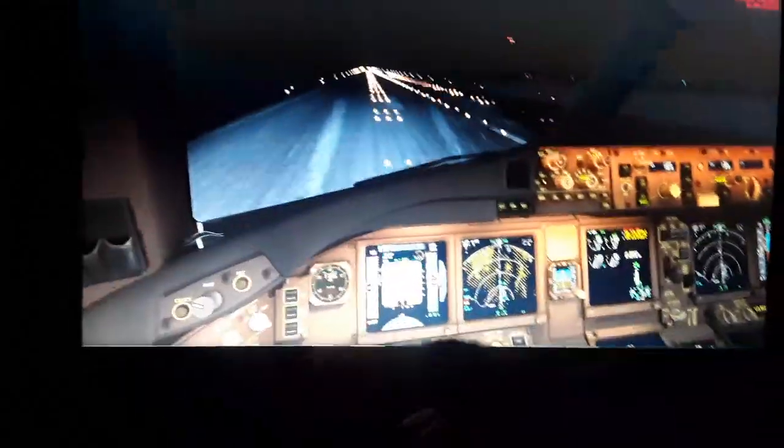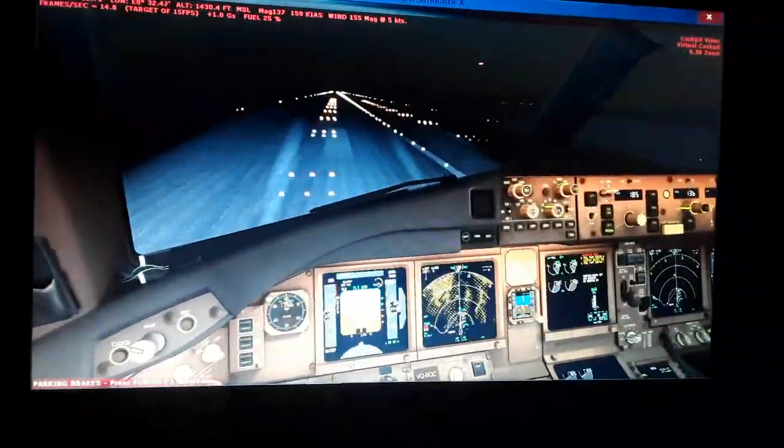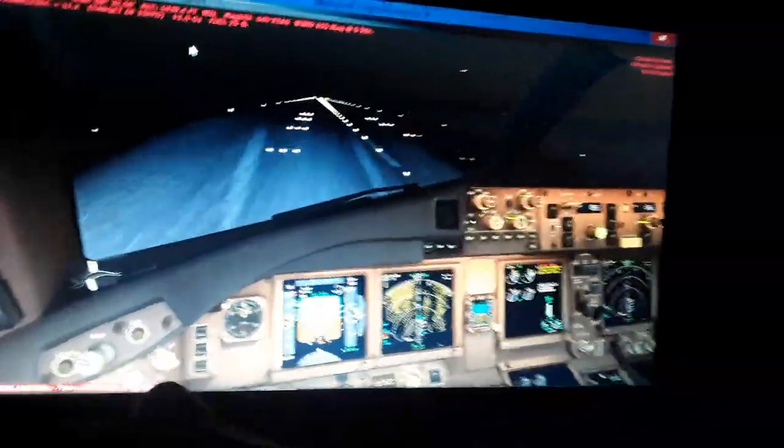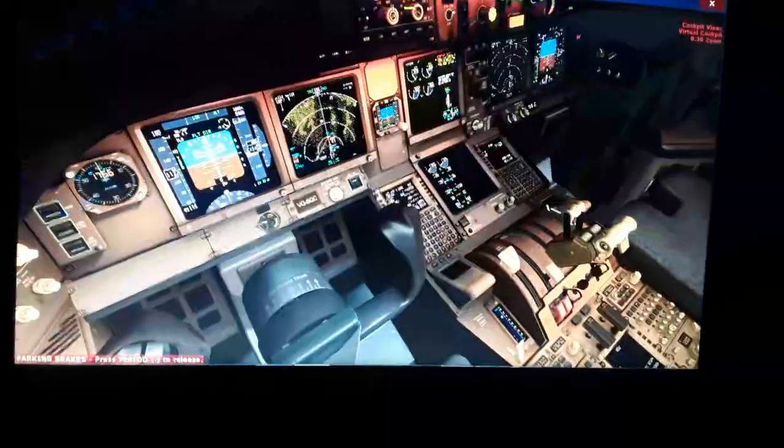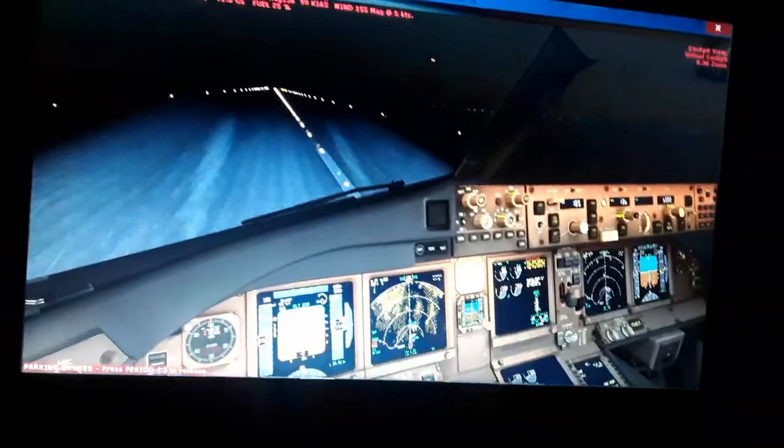Here we are, just touched down, parking brakes, and reverse thrust, full reverse. So we have the full reverse thrust like that. It's going to slow us down, and you can see we just made it. Nice center line over here.